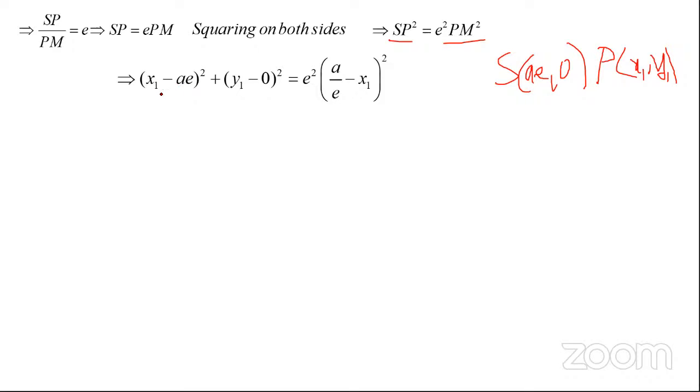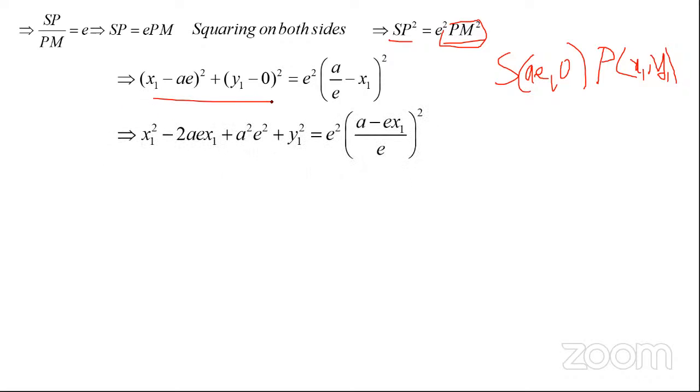So this is (x1 minus ae) whole square plus (y1 minus 0) whole square equal to e square of PM square, which we solved in the previous step, that is (a by e minus x1) whole square. Next, just expand this, (a minus b) whole square, then you will get x1 square minus 2aex1 plus e square a square plus y1 square equal to e square times (a by e minus x1) whole square.